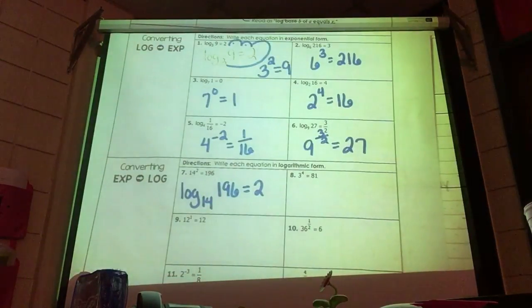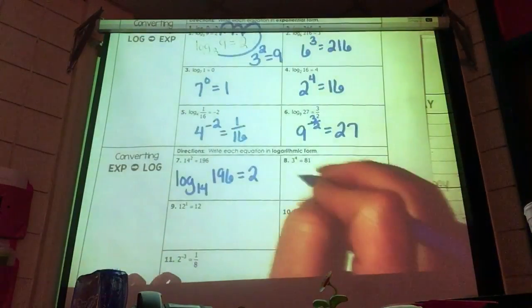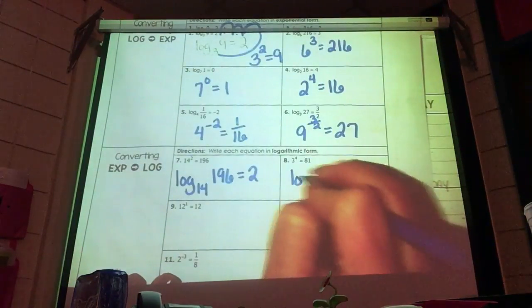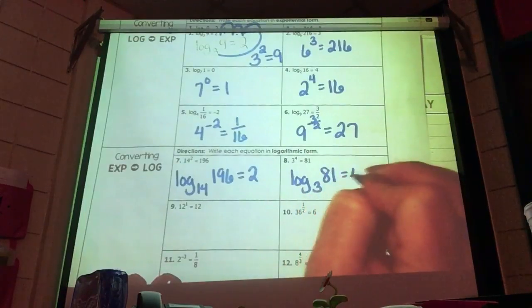Logarithms deal with exponents. It is always equal to the exponent. All right? Logarithms allow us to solve exponential equations. And so it is always equal to the exponent. All right, for number 8, I have log base 3 of 81 is equal to 4.